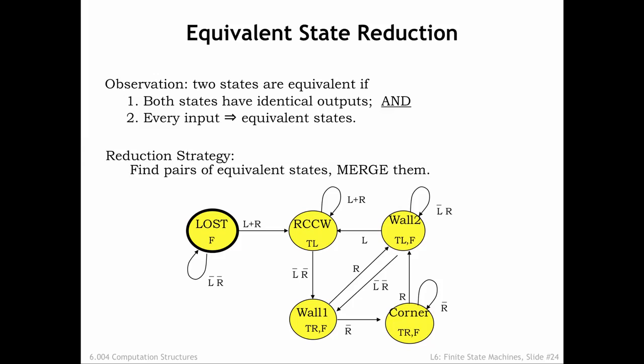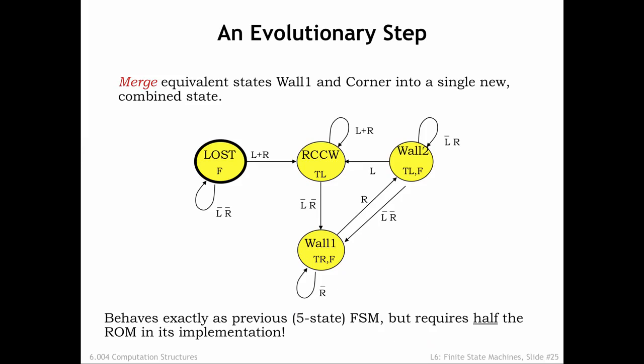Okay, let's assume that wall 1 and corner are equivalent and ask if they transition to equivalent states for each applicable combination of input values. For these two states, all the transitions depend only on the value of the R input, so we just have to check two cases. If R is 0, both states transition to corner. If R is 1, both states transition to wall 2. So both equivalence criteria are satisfied, and we can conclude that the wall 1 and corner states are equivalent and can be merged. This gives us the four-state FSM shown here, where we've called the single merged state wall 1.